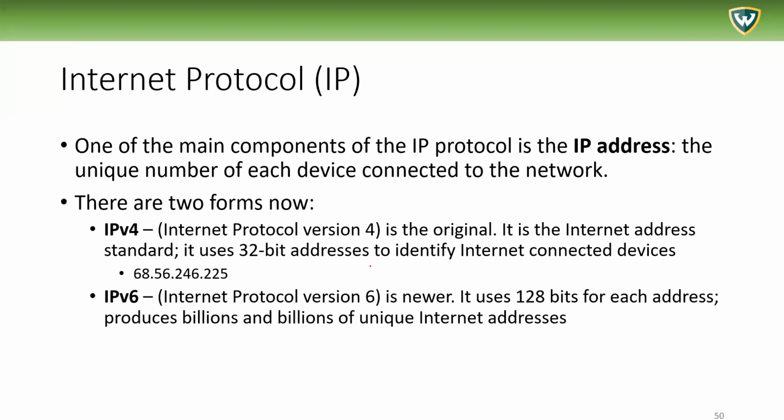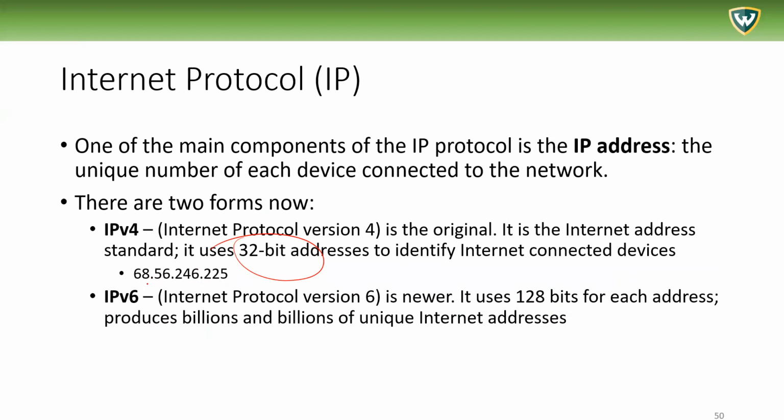Version 4 is the original one, and it has a 32-bit address, and it looks something like this, and you may have seen it. 68.56.246.225. This is like the telephone number that identifies a unique device. And IPv6, Internet Protocol version 6, is newer. It uses 128 bits for each address, produces billions and billions of unique internet addresses, and 128 bits allows for a lot of unique addresses.